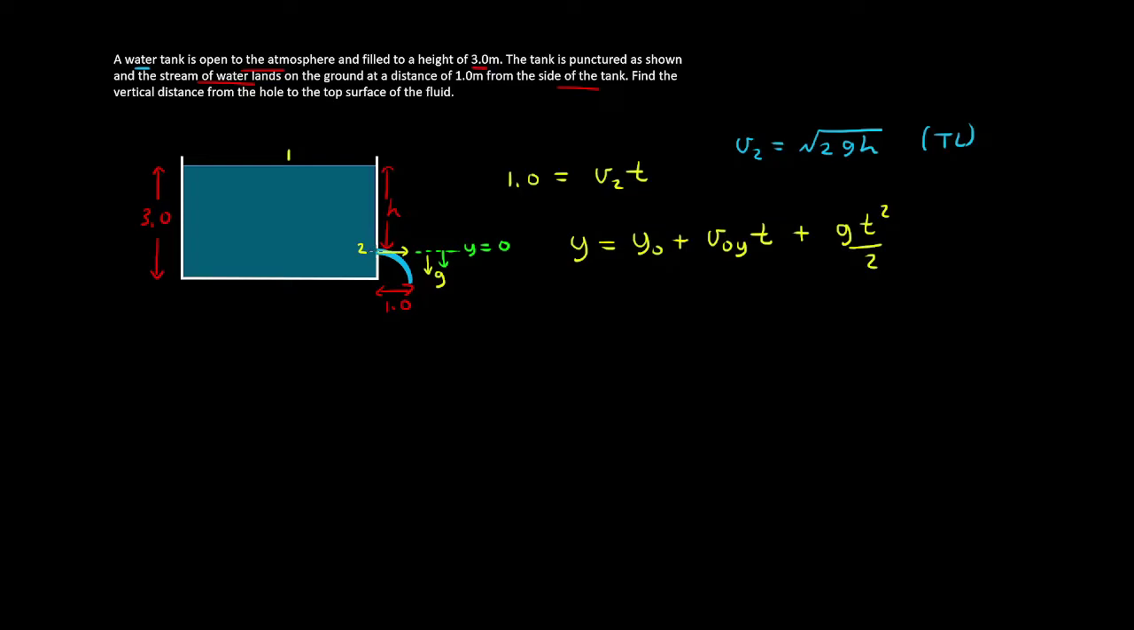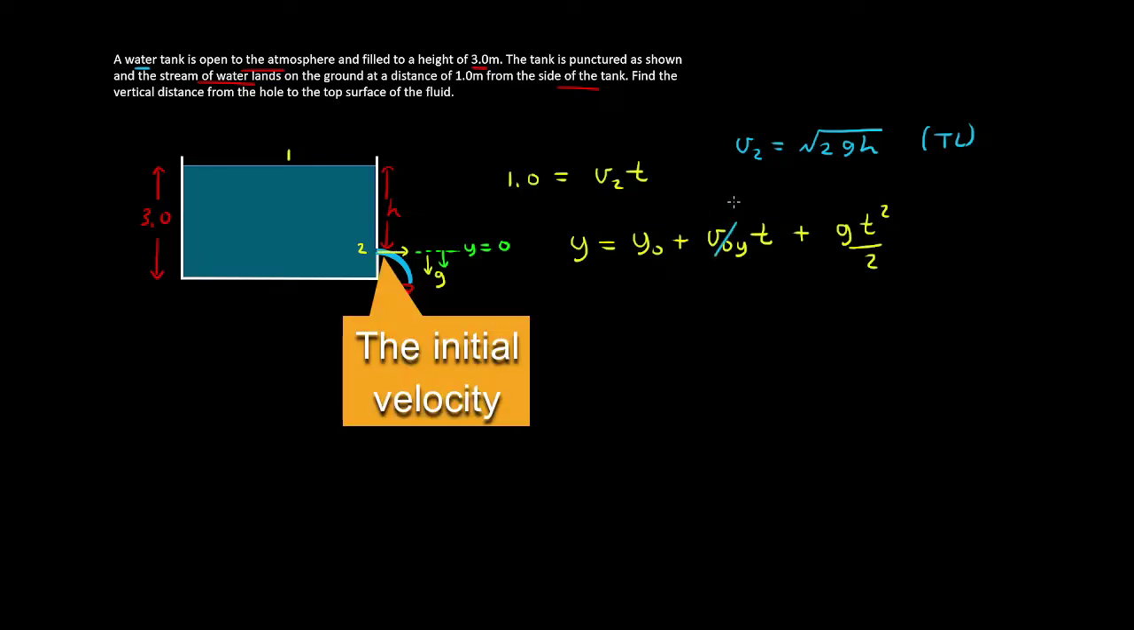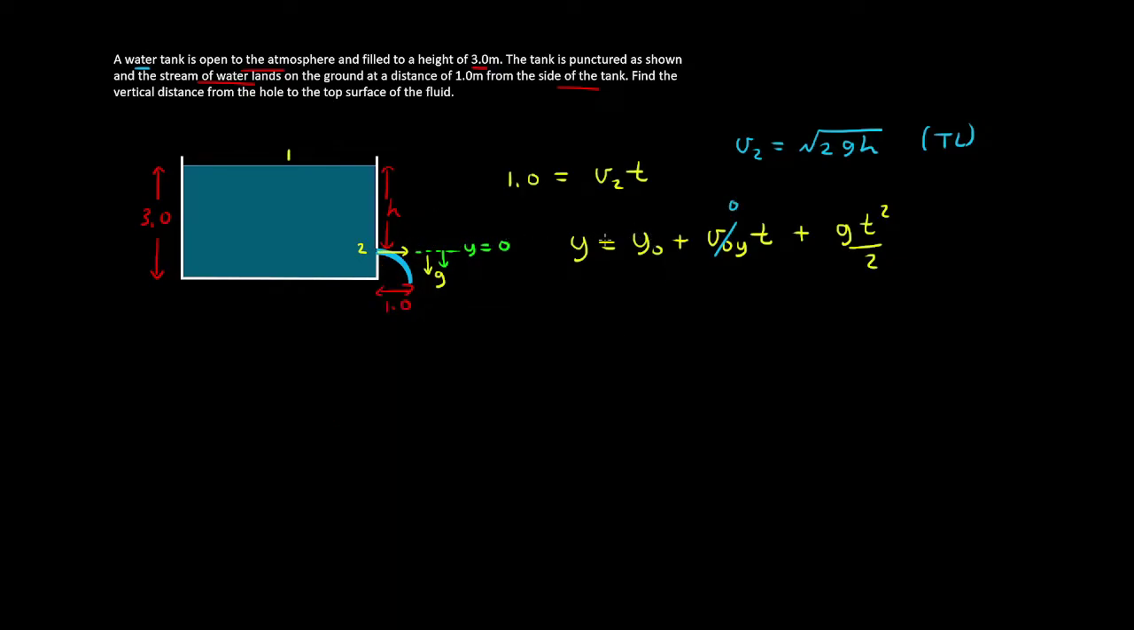So in this case, the speed of the flow is purely horizontal. So effectively this term here is 0. And my initial point of the motion is y equals 0. So y naught is 0 here. And we can see that the final y position of this stream is this distance over here. So that would be the depth of the water minus h. Okay, so we can write this equation as 3 minus h, and that's equal to gt squared on 2.